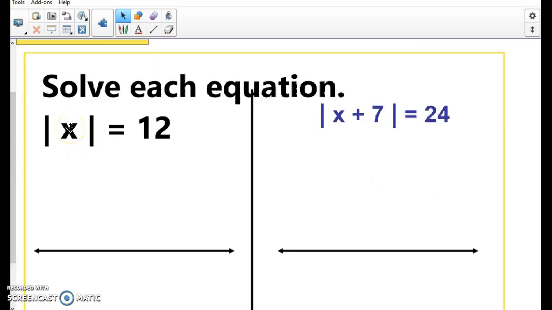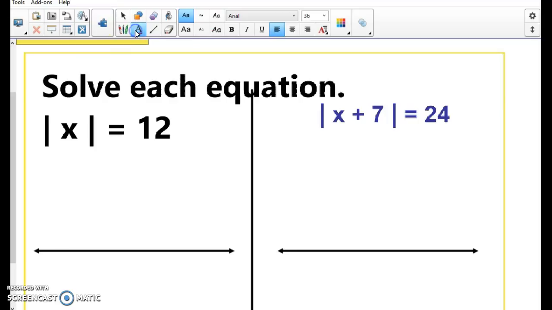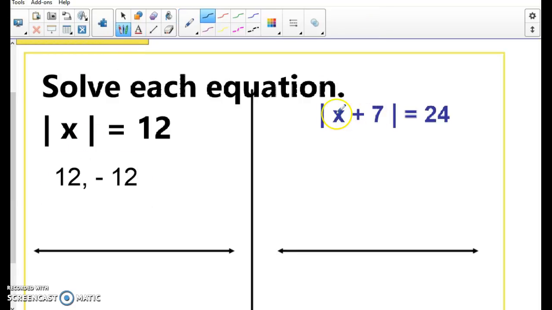When you have something like this, absolute value of x equals 12, then you know there's 2 answers. So it could be 12 or it could be negative 12. There's pretty much always 2 answers for absolute value. I'll go over in a minute when you won't get 2 answers. When I have a problem like this, absolute value of x plus 7 equals 24.